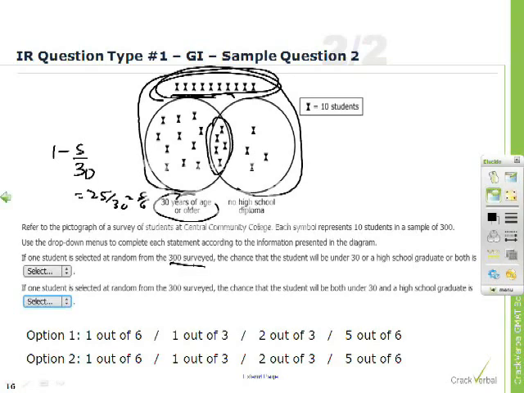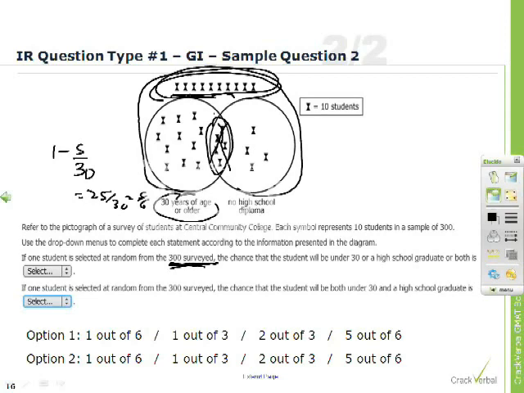Now how is it linked to 30 in total? It says 300 surveyed, and every 10 students represents one block. So basically it's the number of hourglass symbols. You count, you get 30 hourglass symbols totally. Right, so out of the 30 hourglass symbols, 5 hourglass symbols are not to be considered. So 25 hourglass symbols are to be considered. That's 5 by 6. Once you get to know the solution, it's easy, right?